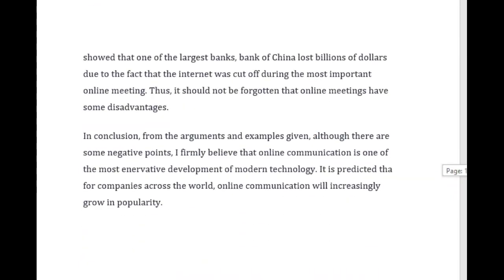"In conclusion, from the arguments and examples given, although there are some negative points, I firmly believe that online communication is one of the most..." What does this mean? I'm not really sure. "Development of modern technology." Innovative. Is that what you're trying to say? I'm really not sure. "It is predicted that for companies across the world, online communication will increasingly grow in popularity."